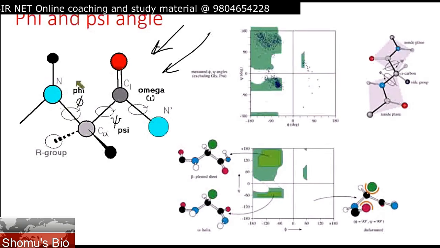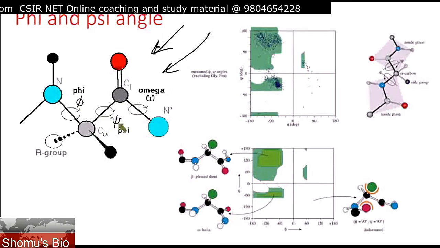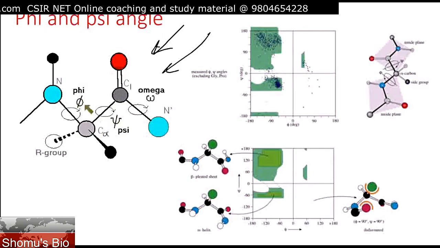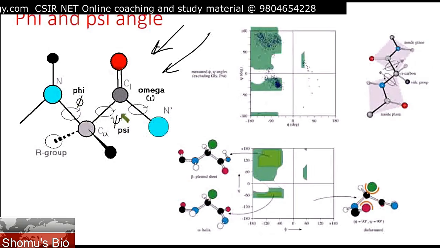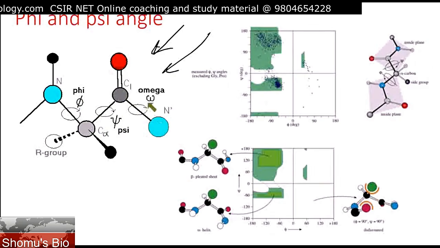So they can have a rotation around this bond. This is known as the phi bond. Similarly, between C alpha and C, a rotation around this bond is also possible, known as the psi bond. Phi bond and psi bond. So rotation around these bonds is possible. And there is another bond between the C and N, known as the omega.